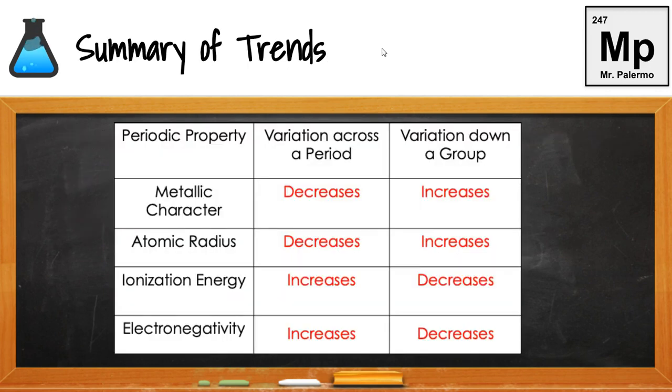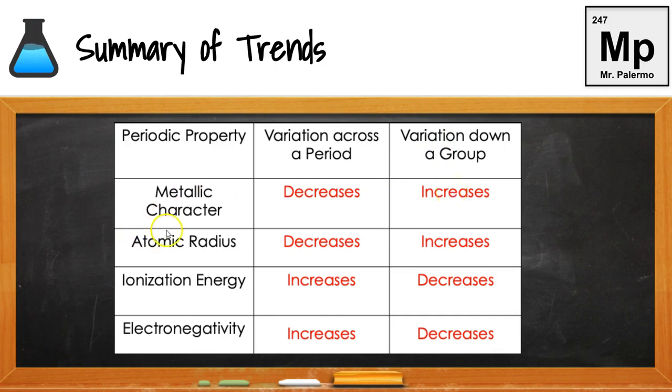So here's a summary of all the trends that we've looked at in this unit. Metallic character, how much character you have that's like a metal. So things like luster, etc. And so as we go across a period, we're going to see a decrease in metallic character because we're going from metals to nonmetals. And going down a group, we're going to see an increase in metallic character.